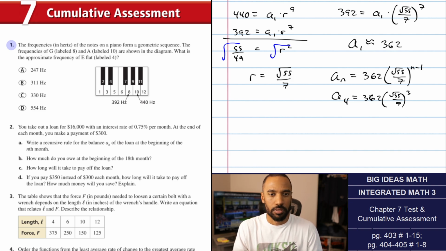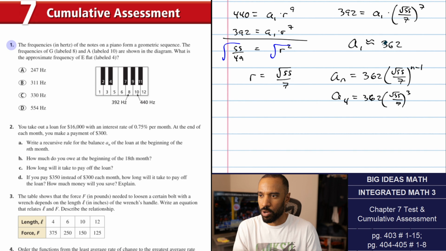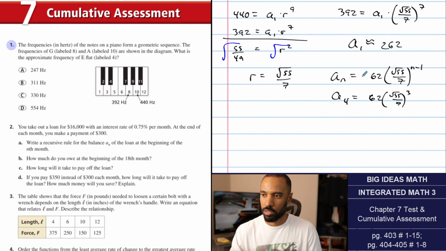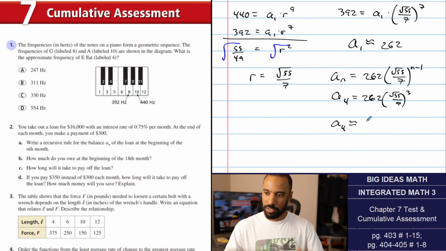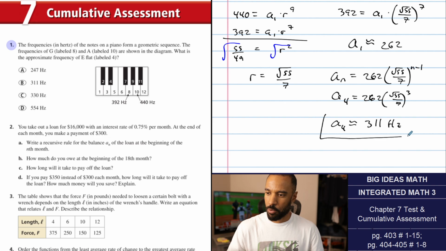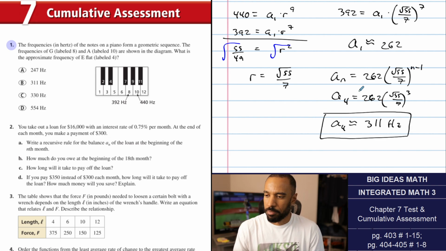Oh, I'm sorry, not 362, 262. I've been writing the wrong number. Okay. So on my calculator, I have this 261 point whatever number. Let's do that times root 55 over 7 raised to the 3rd power. That's getting us about 311. This is the frequency of a sub 4, which is that E flat. So it's about 311 hertz. Is that one of the options? B. It's about B.